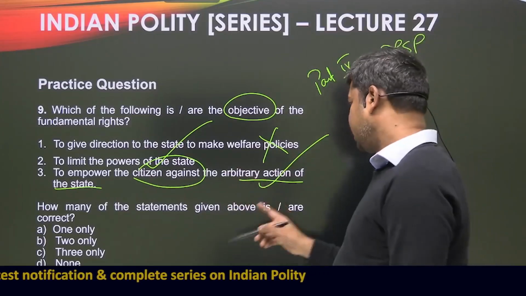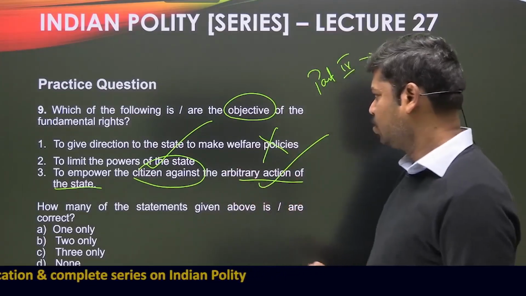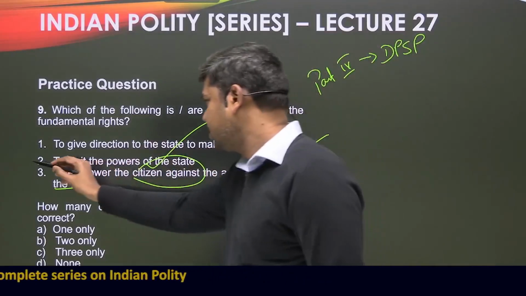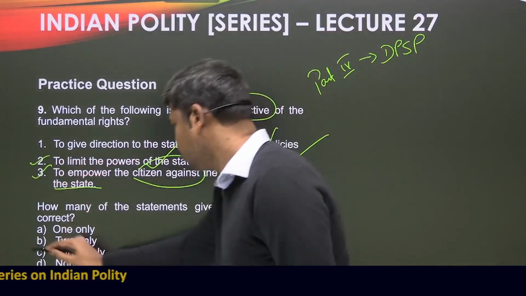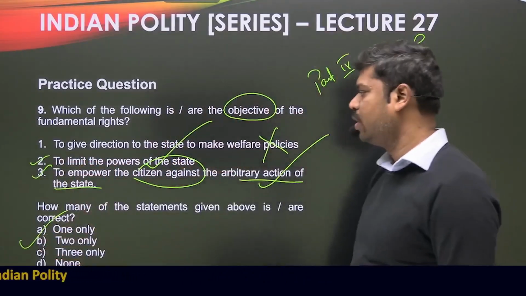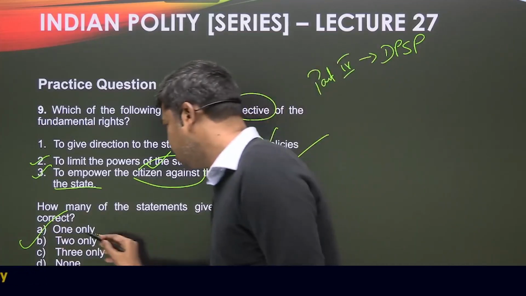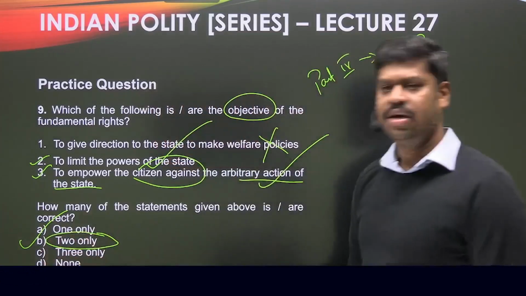How many of the statements given above are correct? So statement 1 is not correct, but statements 2 and 3 are correct. So the answer is option B, that is 2 only. So here I am marking option B. Option B is the right answer.